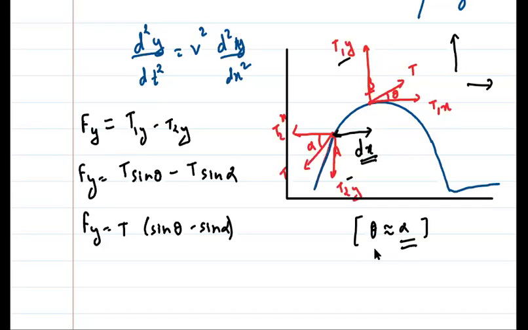Right? Yes? Okay? So I can say, okay, sir, in this case, theta minus alpha can be written as d theta. Yes or no? Step by step.